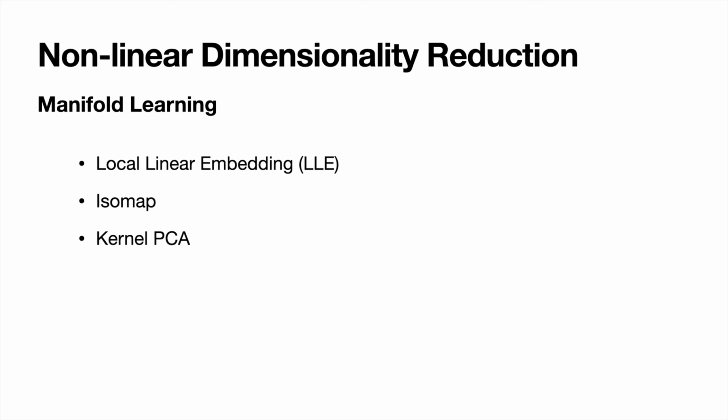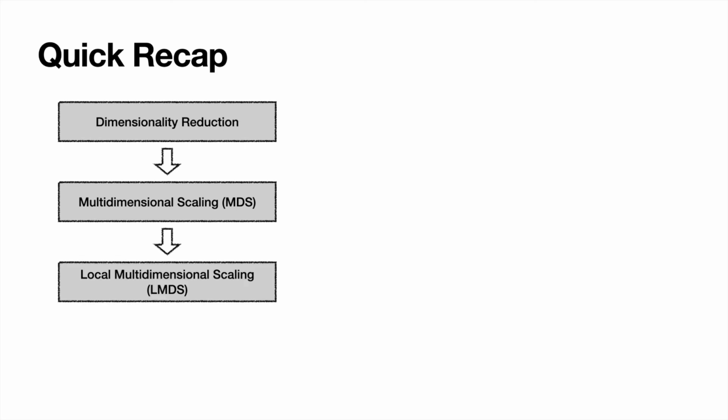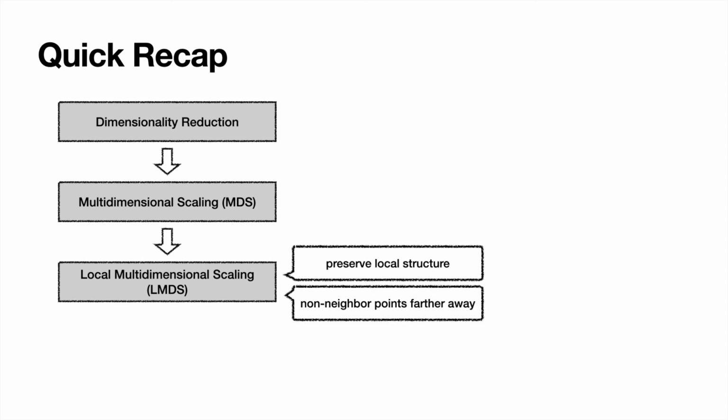We are almost there. Let's take a quick review. Firstly, we introduced dimensionality reduction by a simple example. Then we explained the core idea of distances and went into multidimensional scaling. But MDS cannot do well in nonlinear tasks, so we looked at local multidimensional scaling, which is able to preserve the local structure as well as make the non-neighbor points farther away.